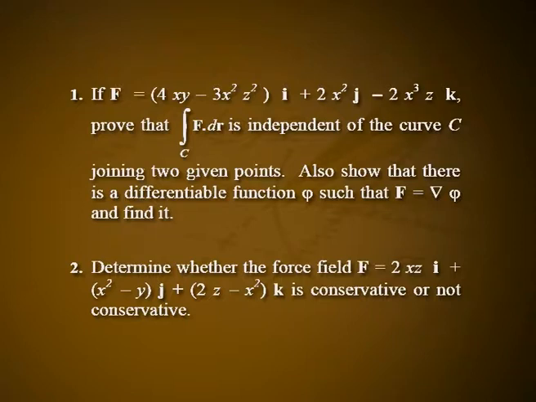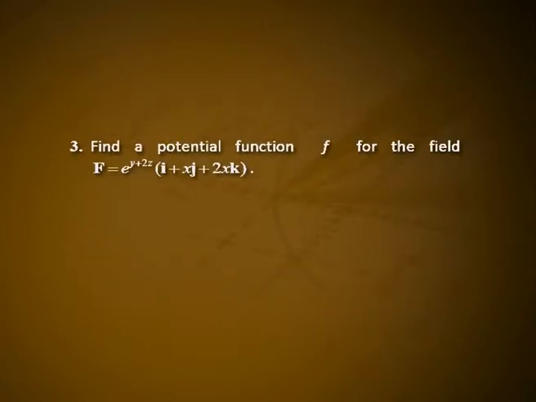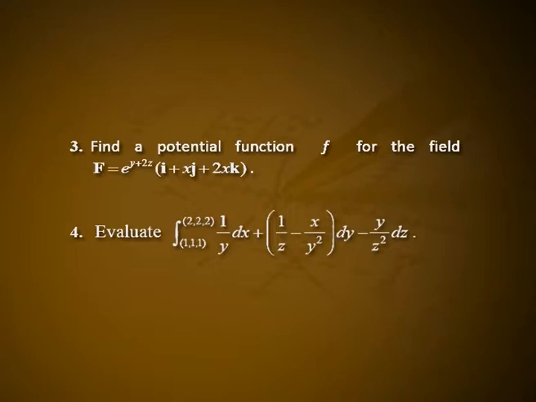Determine whether the force field F is equal to 2xz i plus (x² - y) j plus (2z - x²) k is conservative or not conservative. Find a potential function f for the field F is equal to e^y plus 2z i plus x j plus 2x k. Evaluate the integral over (1, 1, 2) to (2, 1, 1) of 1/y dx plus (1/z - x/y²) dy minus y/z² dz.